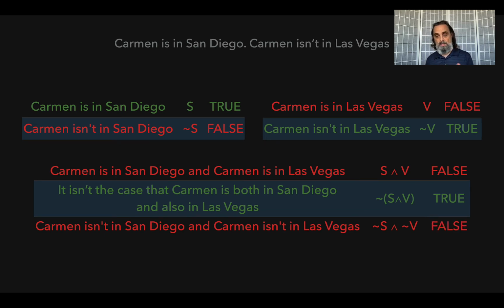And so now we can see that not (S and V) on the one hand, and not S and not V on the other hand, those say different things. Not S and not V says both of its pieces are false, whereas not (S and V) says the conjunction is false, and there are many ways that could be.